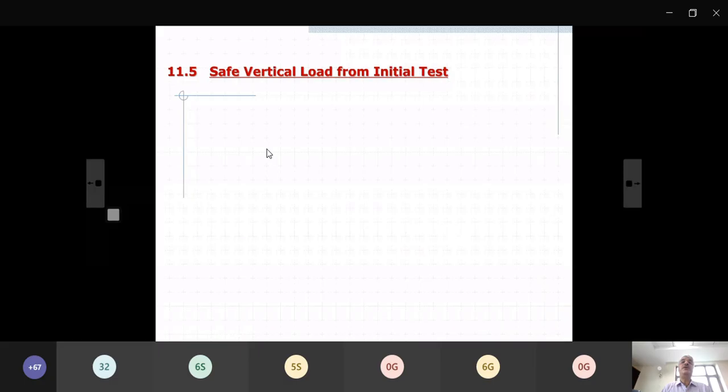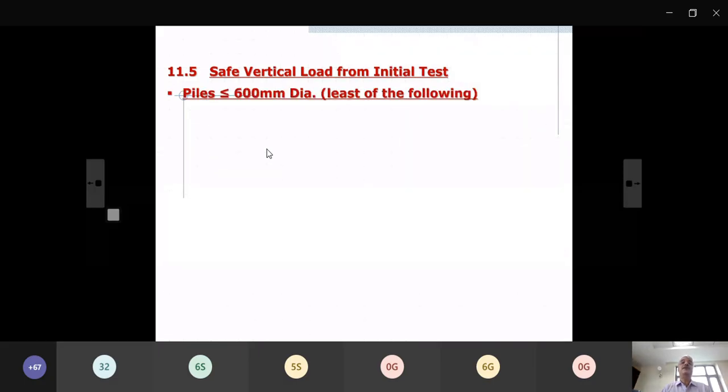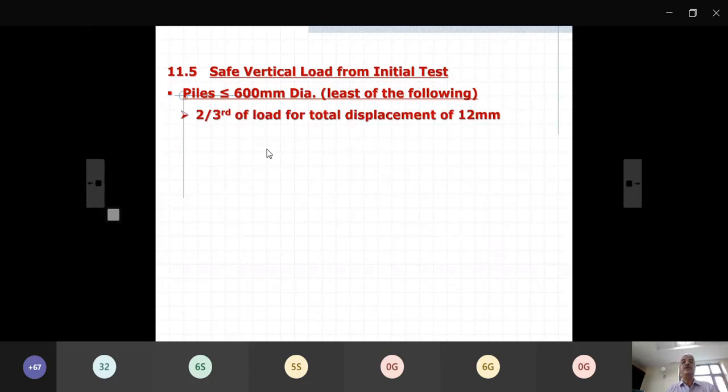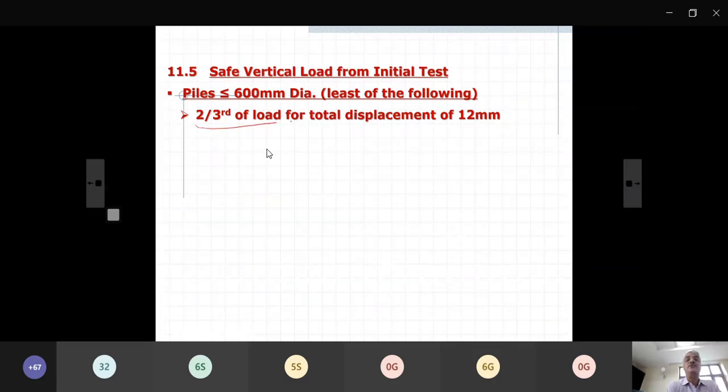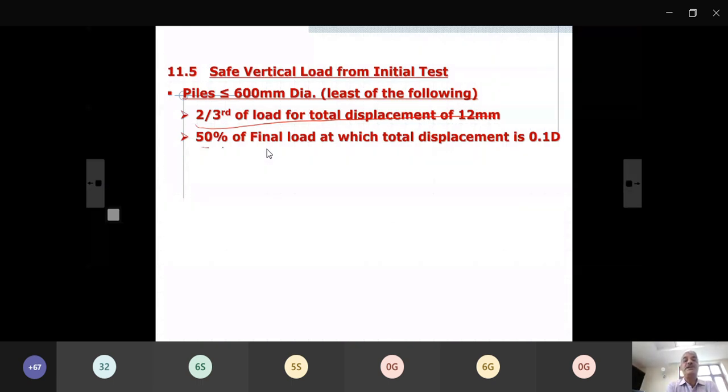Then the safe vertical load from the initial test. What will be the safe vertical load? For piles less than 600 mm dia, as per IS code, it will be the least of the following. Now you will plot the load settlement curve of the pile. First is 2/3 of the load for total displacement of 12 mm, that is, 2/3 of the load for 12 mm vertical displacement, and 50% of the final load at which total displacement is 0.1 times the diameter of your pile.